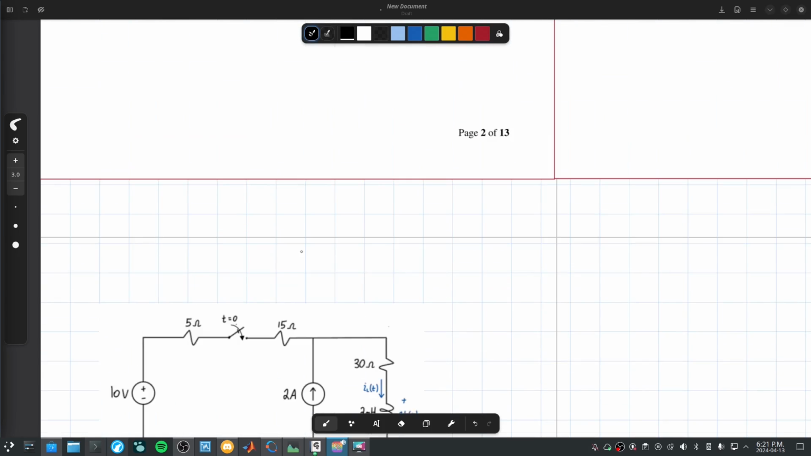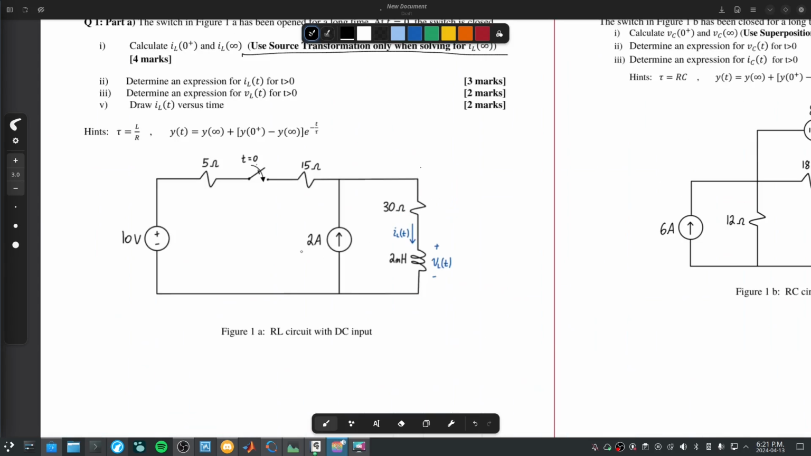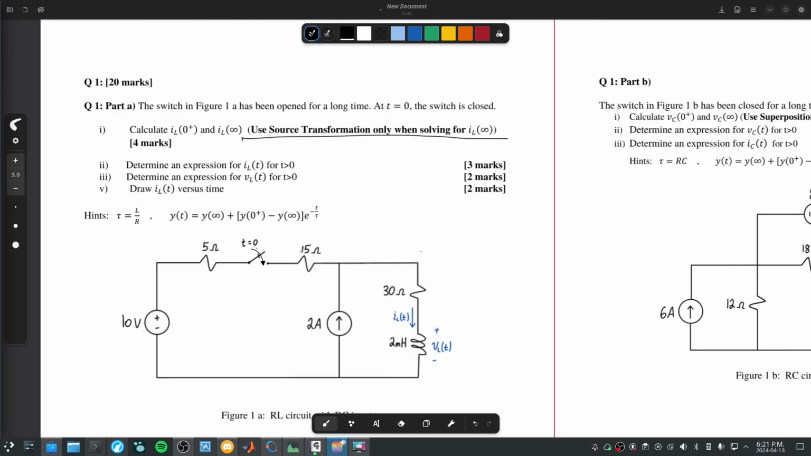What did I do to practice? Textbook, and I did the textbook questions, and I did the final exams. That's it, pretty much. Okay, so we found I_L infinity.